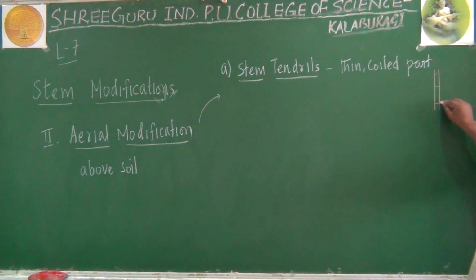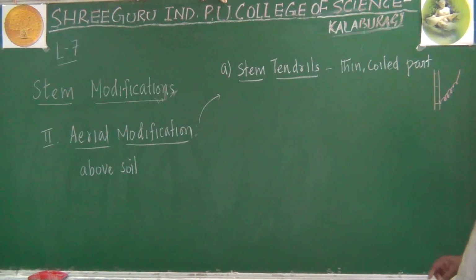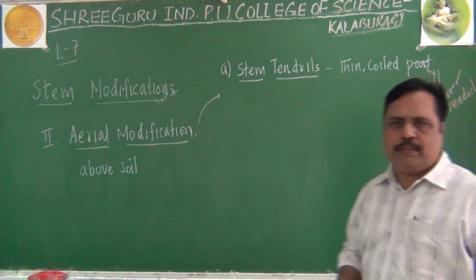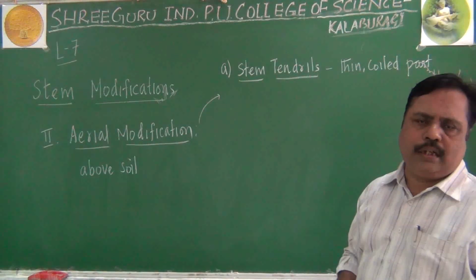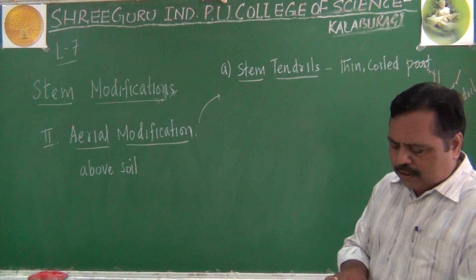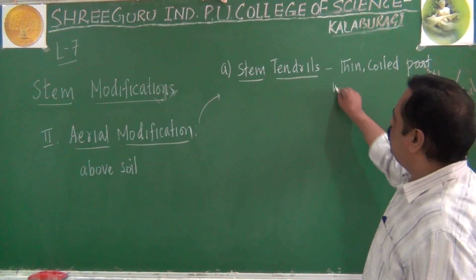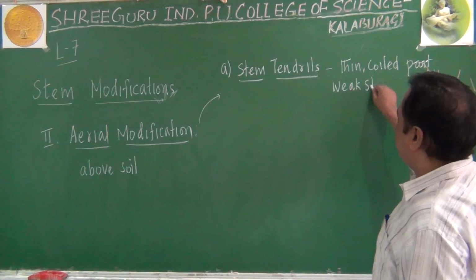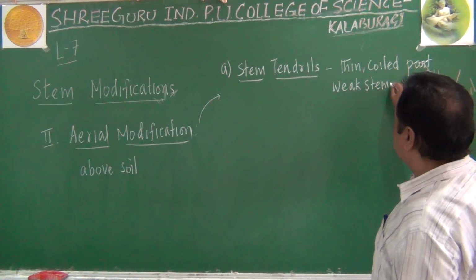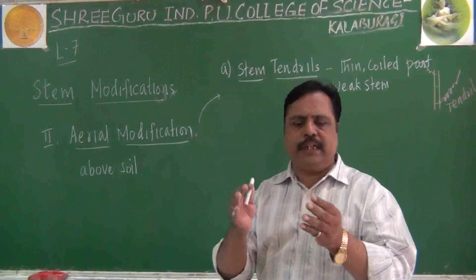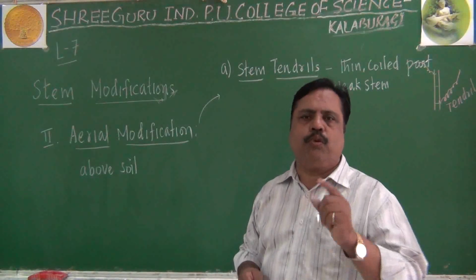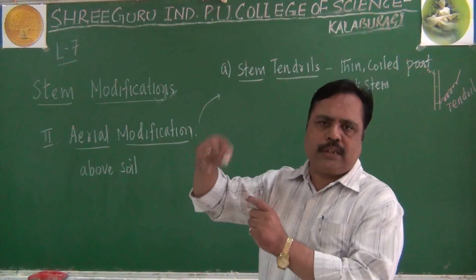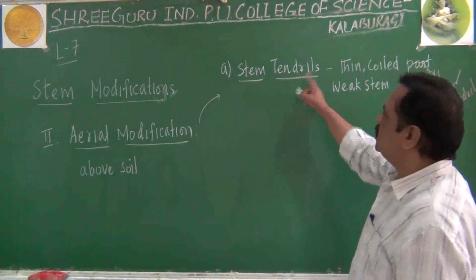From this axillary bud, a thin, slender, coiled structure will arise like this. These coiled structures are called tendrils, remember. Why do plants produce a tendril? Why should the stem produce a tendril? Generally, these tendrils are produced in weak stemmed plants only. The plant which could not grow or stand erect by itself needs some support actually. To catch over the support and grow further, these tendrils are produced.